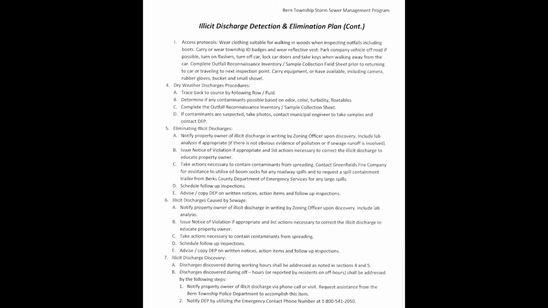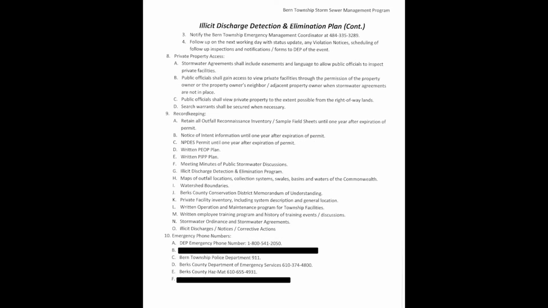As part of the illicit discharge detection and elimination program, there are 6 BMPs or best management practices to follow. First is to write the plan. Second is to map the outfalls and streams. Third is to map the storm sewer system. Fourth is to do the outfall inspections. Fifth is to enact stormwater management ordinances to implement and enforce a stormwater management plan. And sixth is to do educational outreach.